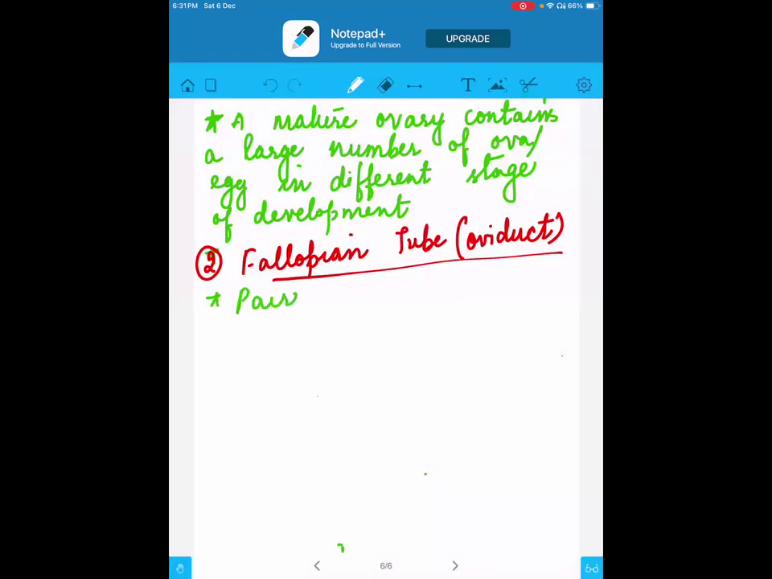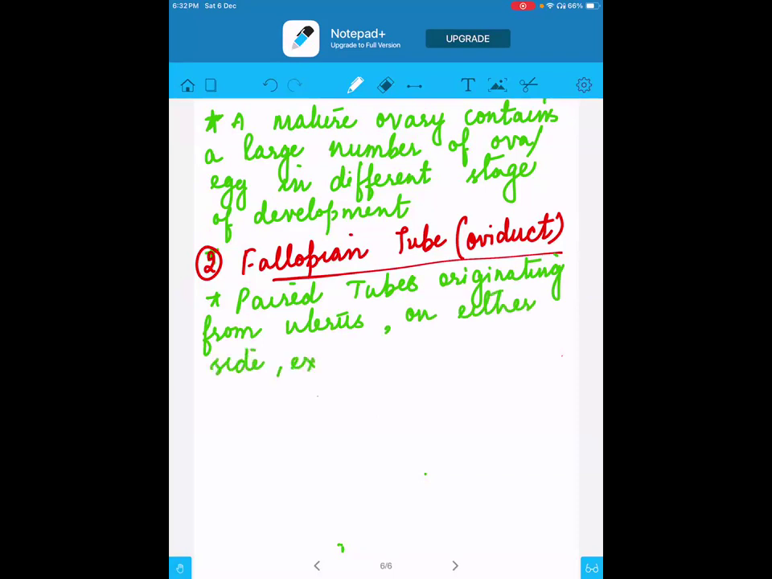First point, they are paired tubes. Why are we saying paired tubes? Because one is coming from the left ovary, and one is coming from the right ovary. That is why we say they are paired tubes, originating from the uterus on either side, meaning both sides. And they extend up to the ovary of their respective side. Whichever side they are present, they extend towards the ovary.